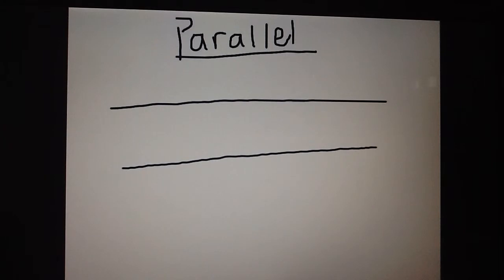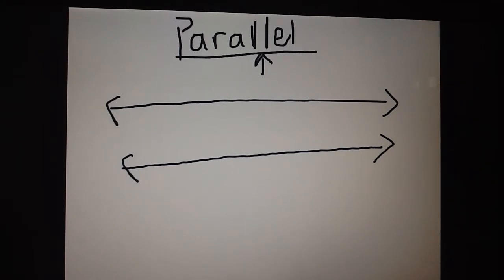All right. Now let's talk about the word parallel. What does parallel mean? It means two lines that go on forever, but they never cross. That's right. They will continue on and on and never, ever touch. That's right. These two lines are parallel.